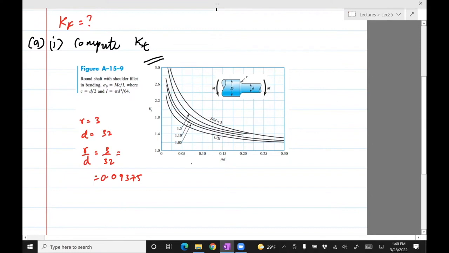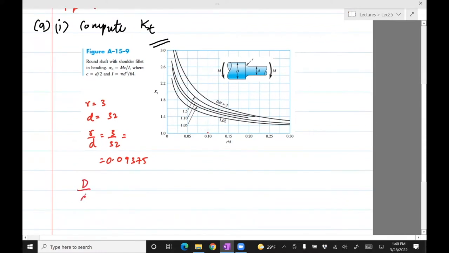So it's very close to 0.1. But there's another factor, which is capital D divided by d. So we need to compute that too. Capital D is the diameter of the bigger shaft, which is 38, and the smaller shaft is 32. So D divided by d is 1.1875.